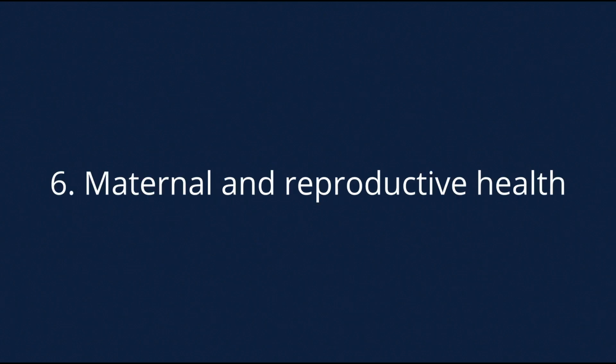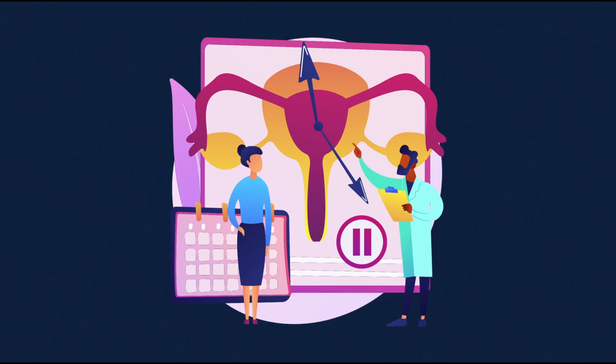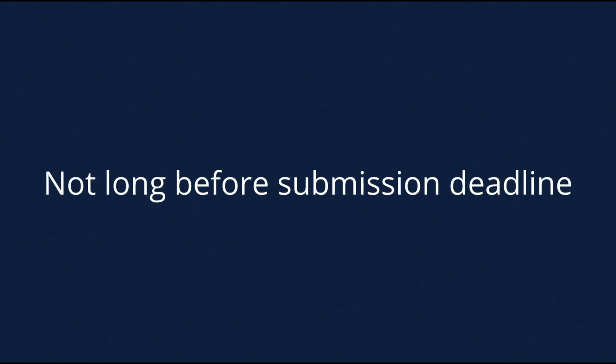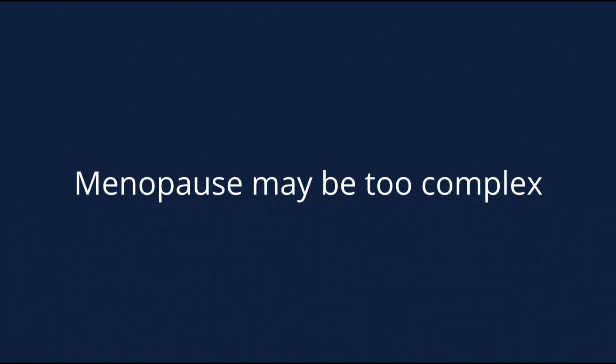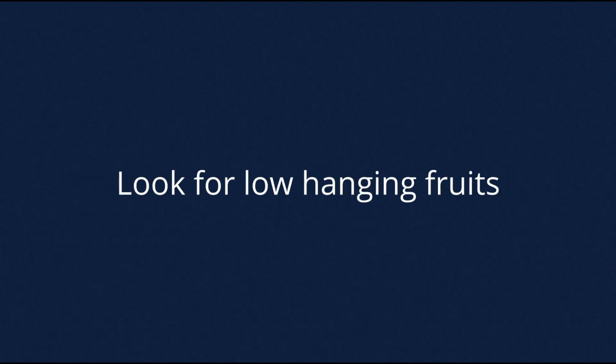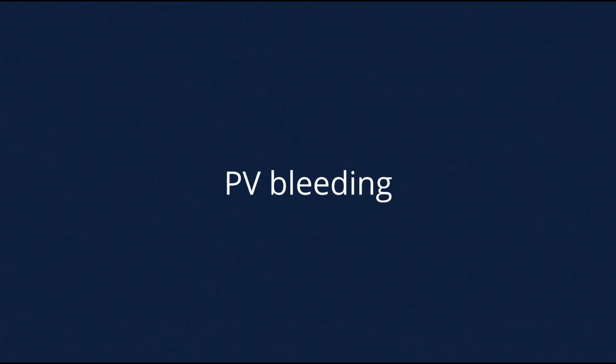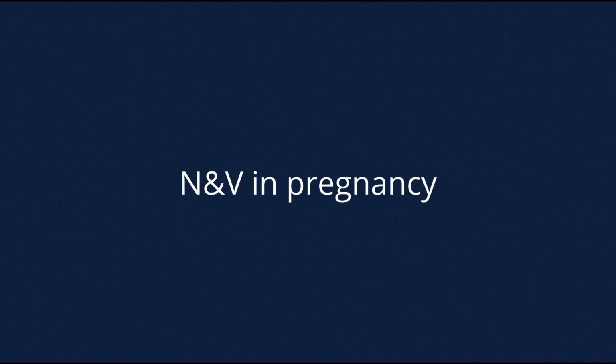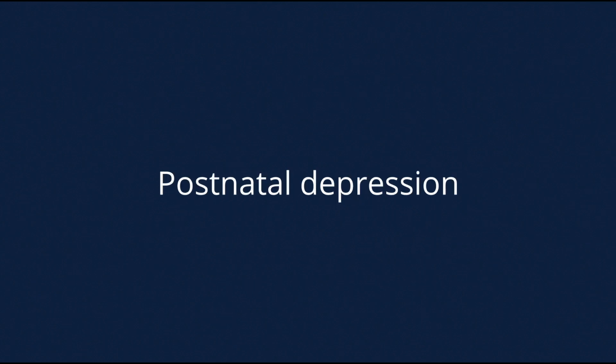Case number 6 fulfilled maternal and reproductive health criteria. Hannah picked a case involving a patient presenting with menopause symptoms. Menopause is a complex case because there is a lot to cover within 12 minutes. If you don't have long before submission, it may not be a good idea to try and get a case of menopause. To fulfill this criteria, you could look at gynecological problems, for example, PV bleeding or dyspareunia, or you could look at antenatal problems such as nausea and vomiting in pregnancy or postnatal depression.